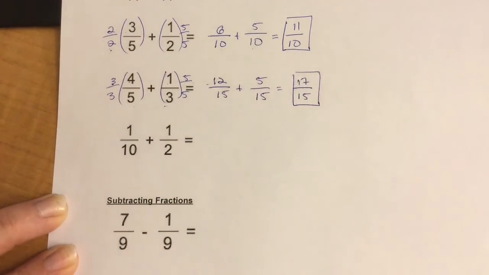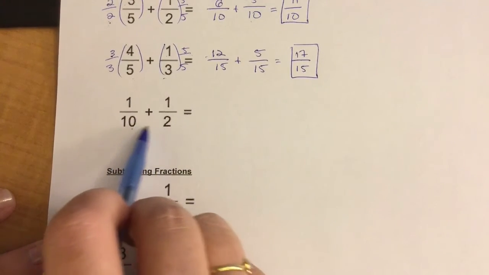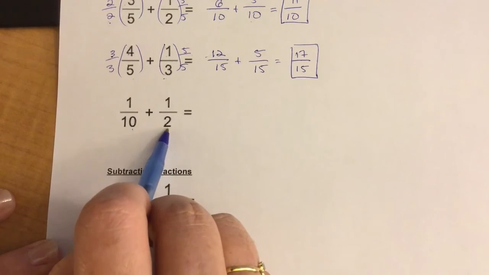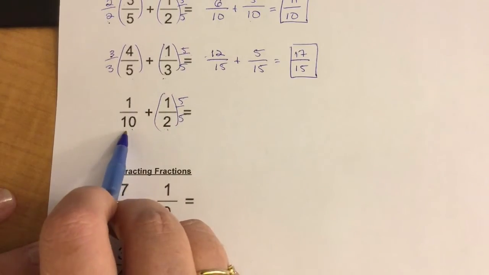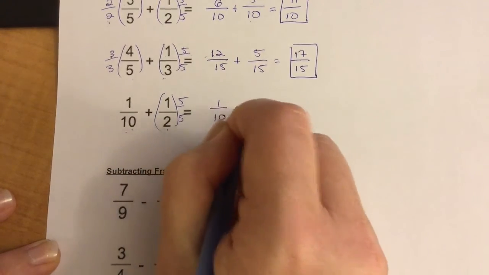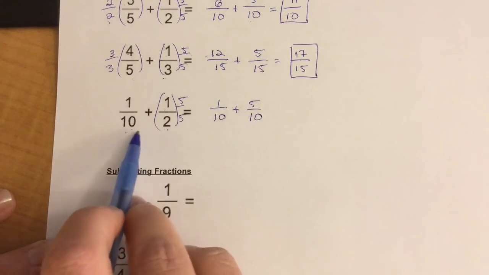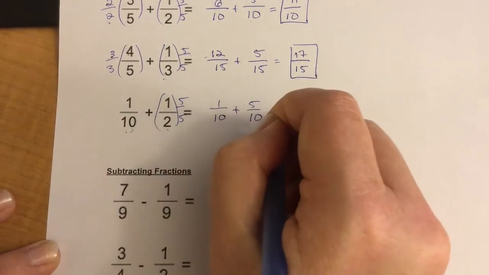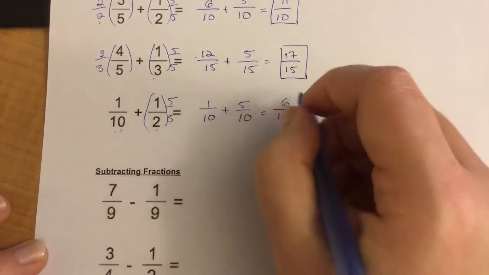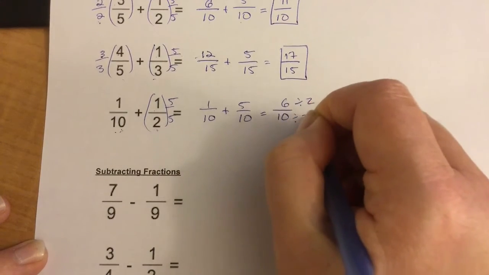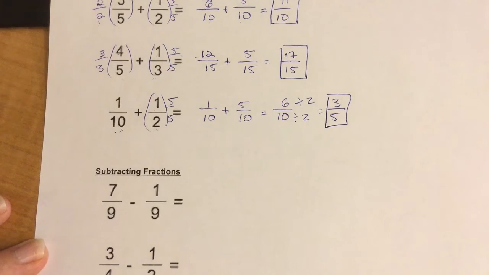So this is 17/15. Now this one's a little different because we need to find a common denominator, but what's nice is I only need to change this one. So I'm going to multiply this side by 5/5. I'm just going to carry this over 1/10 because that one's fine. Now 1 times 5 is 5, 2 times 5 is 10. So it was nice because I didn't have to change this one. Add straight across would be 6/10, which we can reduce by 2. So that would be 3/5. So that's how you add fractions.